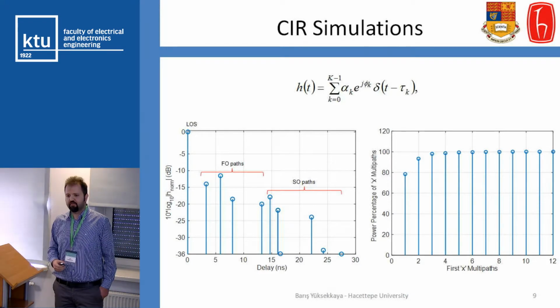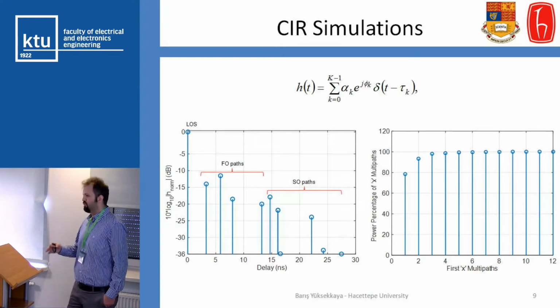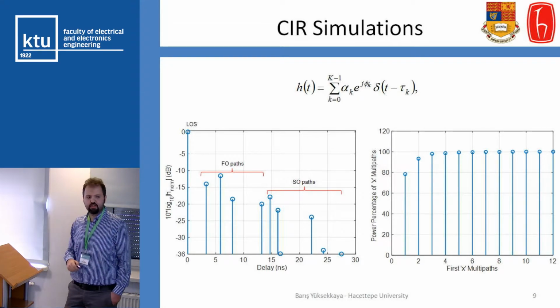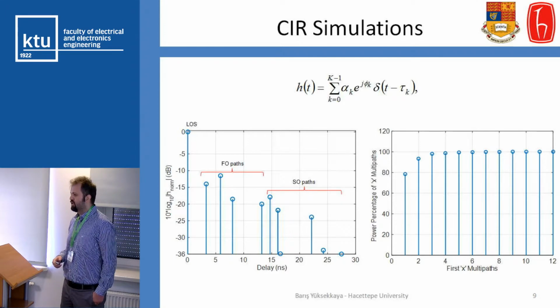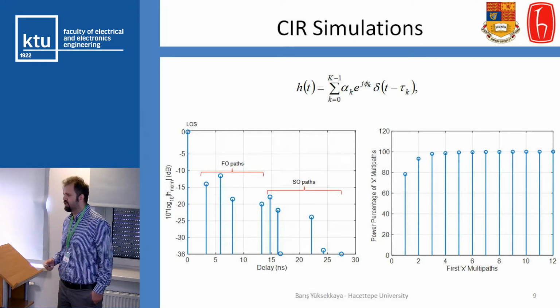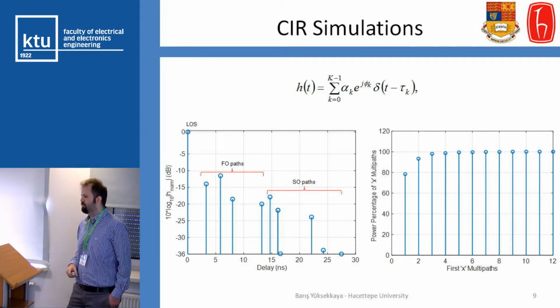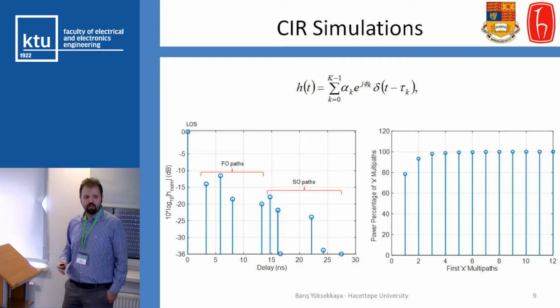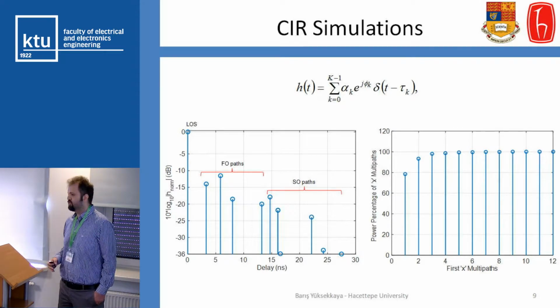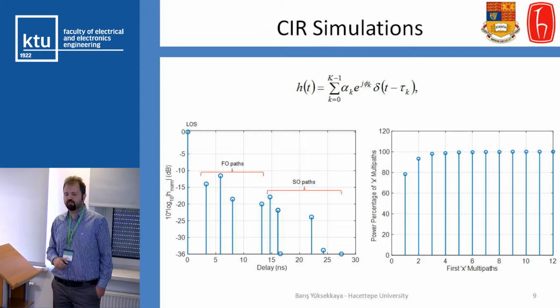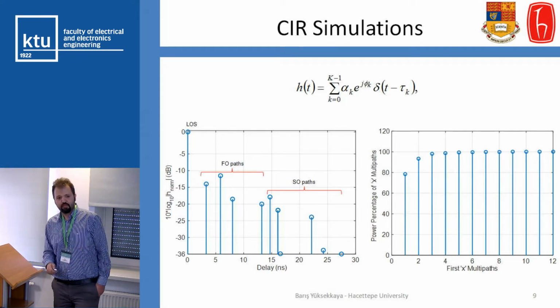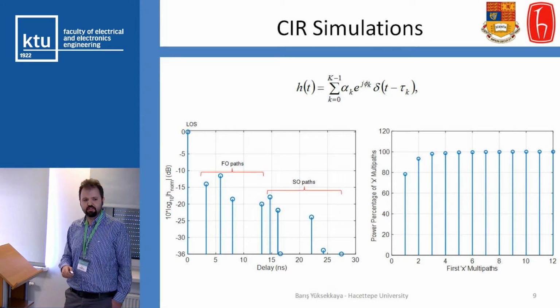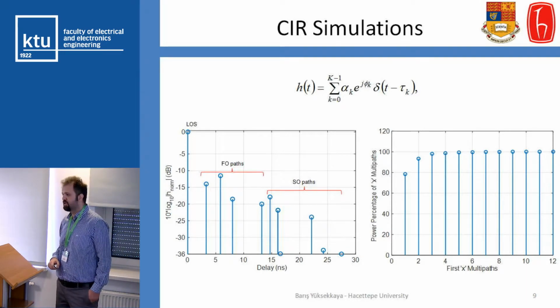I said that the bandwidth that we used is on the order of 1 to 2 gigahertz. So for the indoor channel, we can say that it is frequency selective. So we need to use equalizers or orthogonal transmission in order to combat the frequency selectivity of the channel. And on the right figure, we can see the power percentage of the first X multipaths.